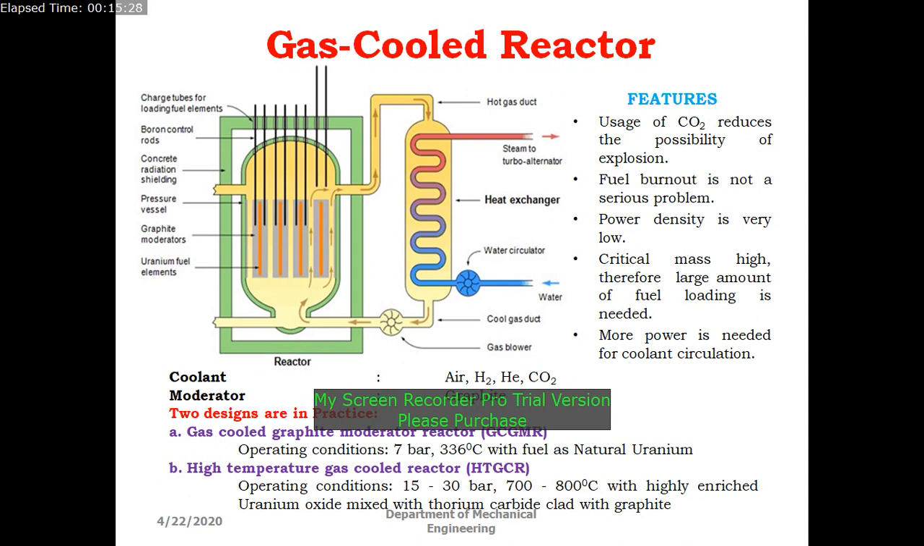And if you observe the construction, this is the core of the reactor, which is surrounded by a thick concrete shielding. Here you have a blower which will circulate the gas through the core of the reactor. The red color bars indicate the fuel rods. The fuel used is uranium, and the moderator used is graphite.